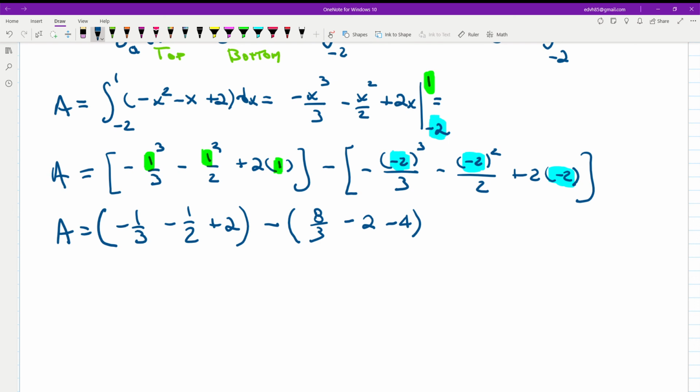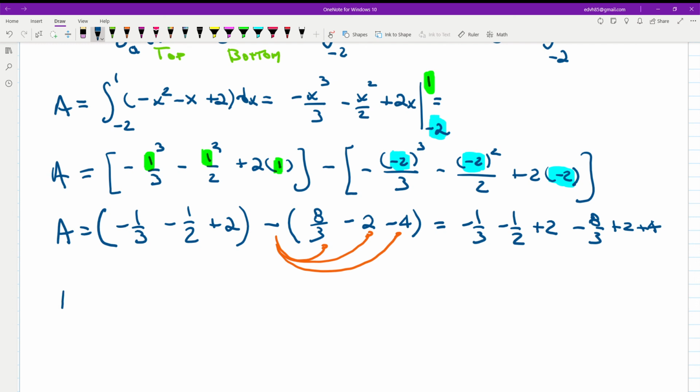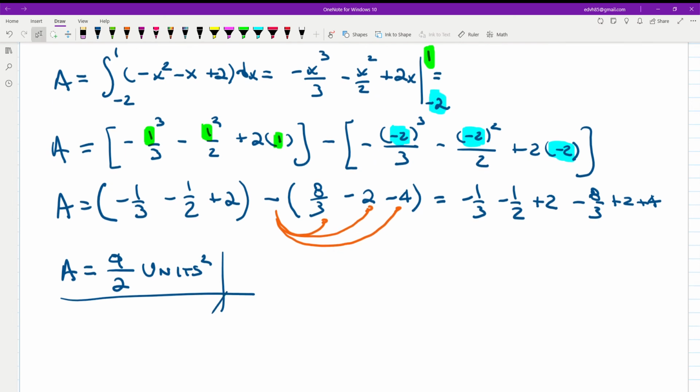All right. After cleaning up parentheses, that's going to give us -1/3 minus 1/2 plus 2. And then over here, I'm going to distribute the negative. What it does essentially is change the sign of everything inside of the parentheses. And that's going to be -8/3 plus 2 plus 4. All right. And after combining all these numbers using a calculator, the area should be 9/2 units squared.